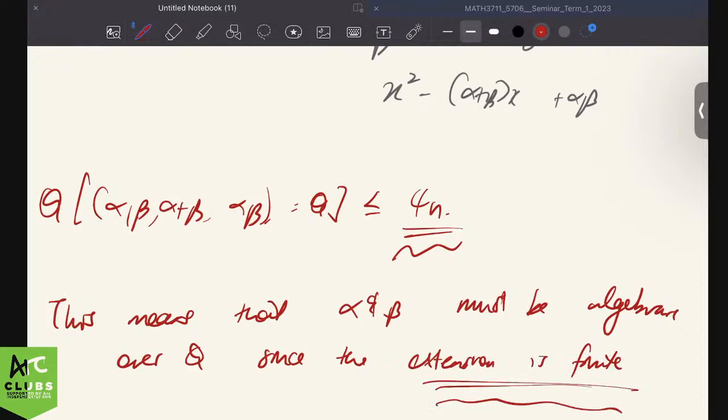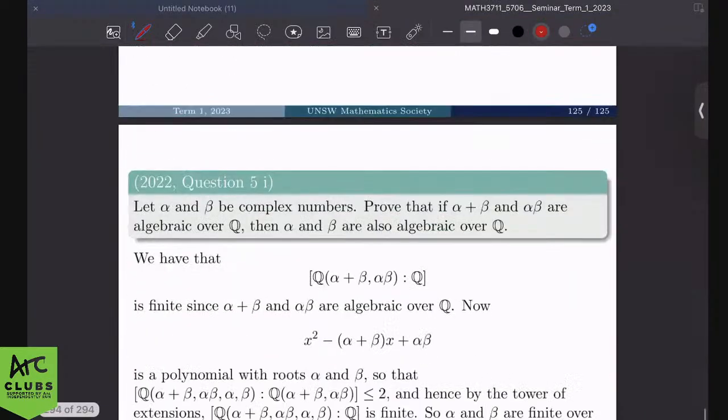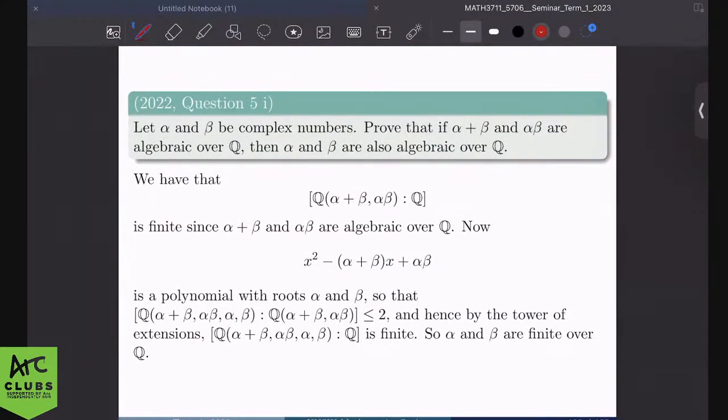Alright, that's one final question that we can do to kind of test our more abstract thinking. But yeah, that's a complete run through of the 3711 course. If you have any questions, just put them in the chat. But yeah, that's a pretty comprehensive summary of everything we'll need to know for rings and fields.